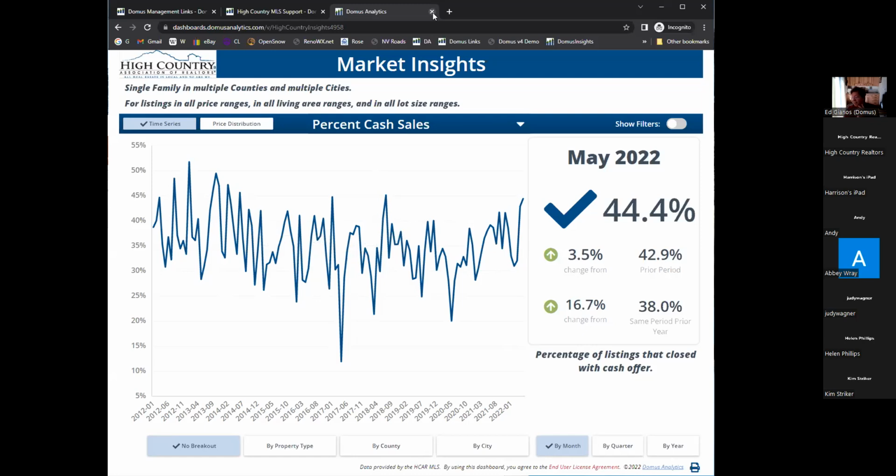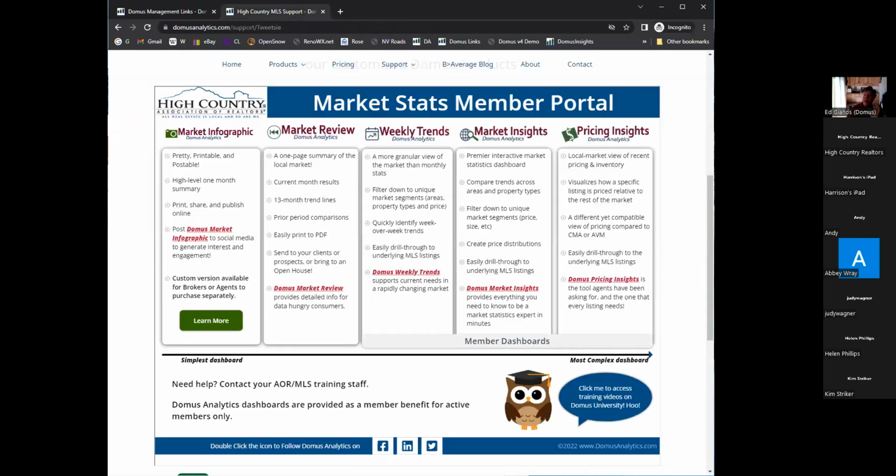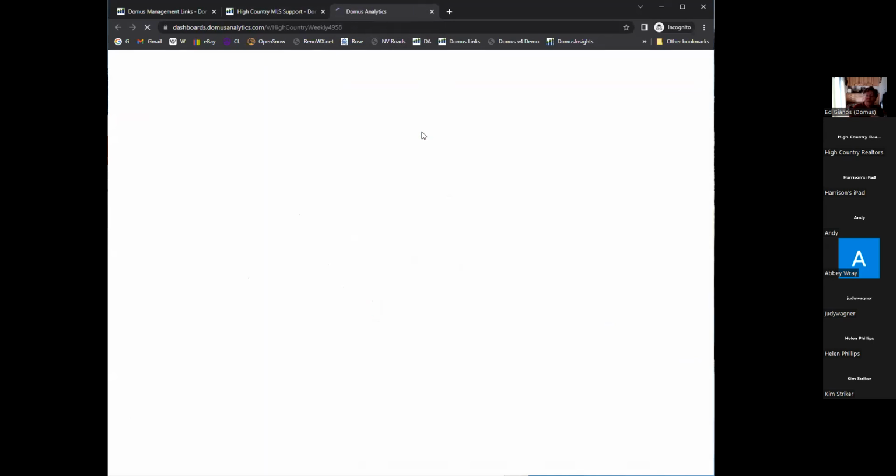So again, I've spent the majority of my time here in Market Insights. If you had to pick one dashboard that you want to learn thoroughly, this is going to be the one that has all the bells and whistles. It's also the most complex. So we skipped over the weekly dashboard, and let me pull that one up and show you why.